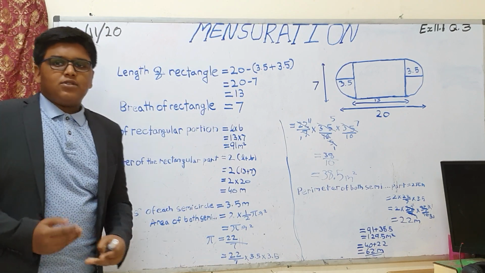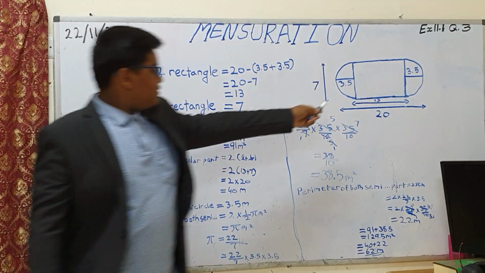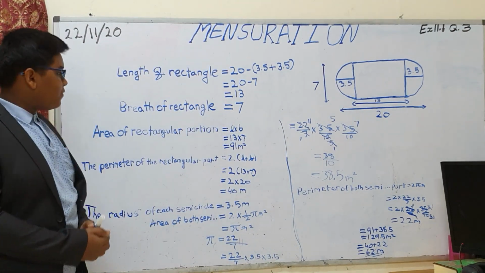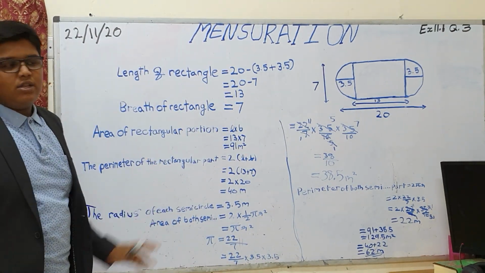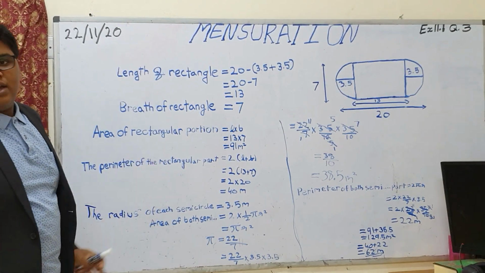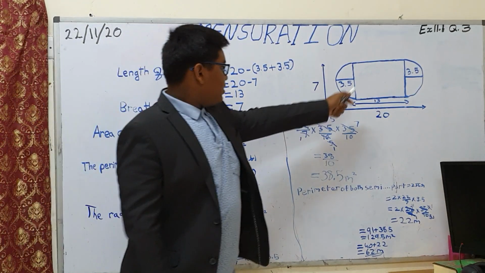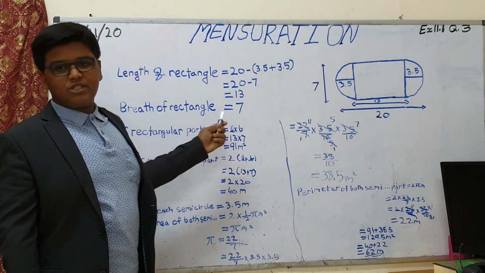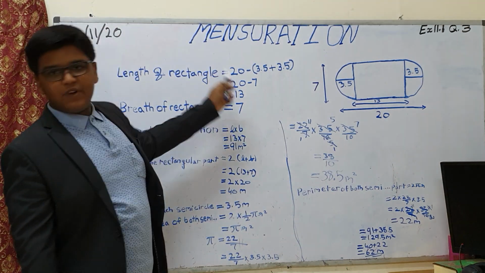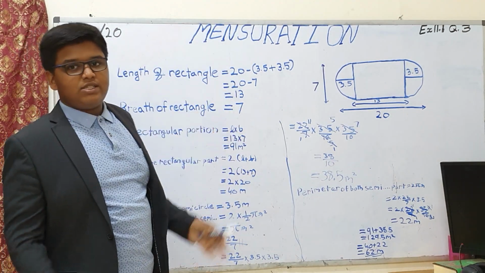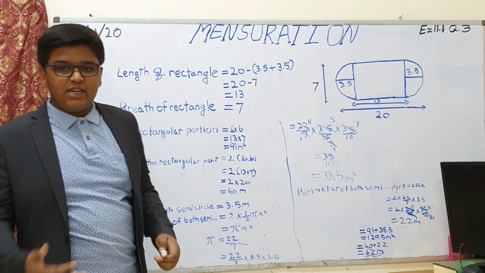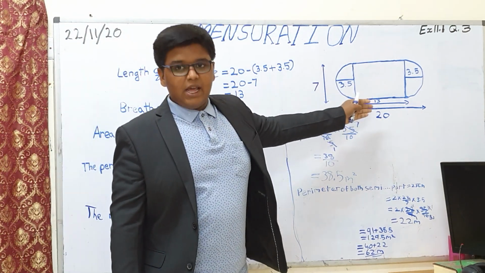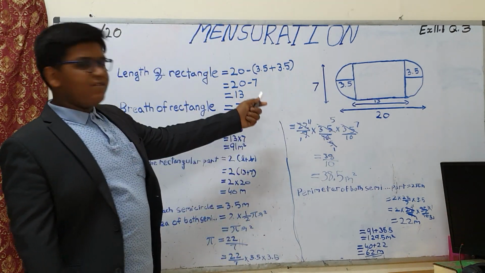Now we have found the length of the rectangle, and the breadth is 7 meters. And now we have to find the area of the rectangle, which is 13 into 7, because when we subtracted 20 minus 7, it's the length of the rectangle, and the 7 is the breadth.